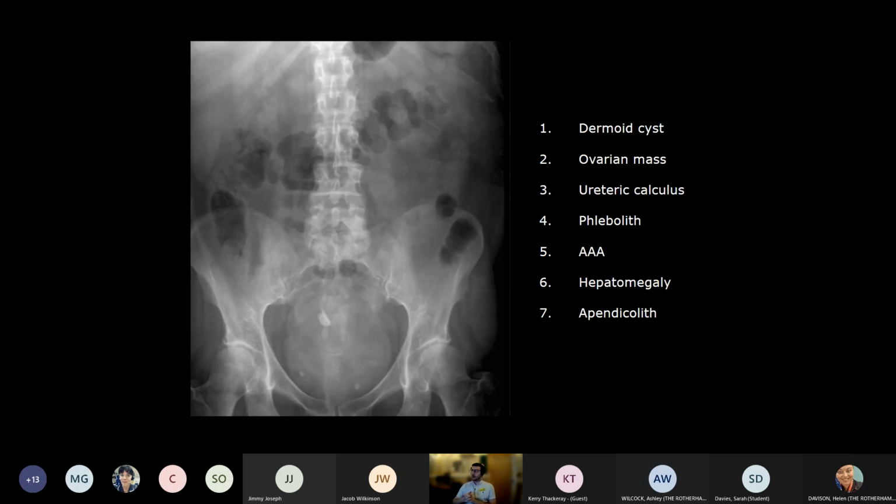This patient's coming with abdominal pain, querying obstruction. Is there anything on there that's abnormal? If so, what do you think it is out of those options? Might not be anything sinister.